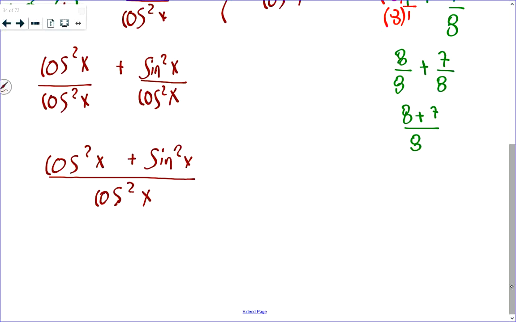Let me pull this down. This was the right-hand side. You don't need to rewrite it. You can see it on your paper. I have a question for you. How many of you see that these are equal?